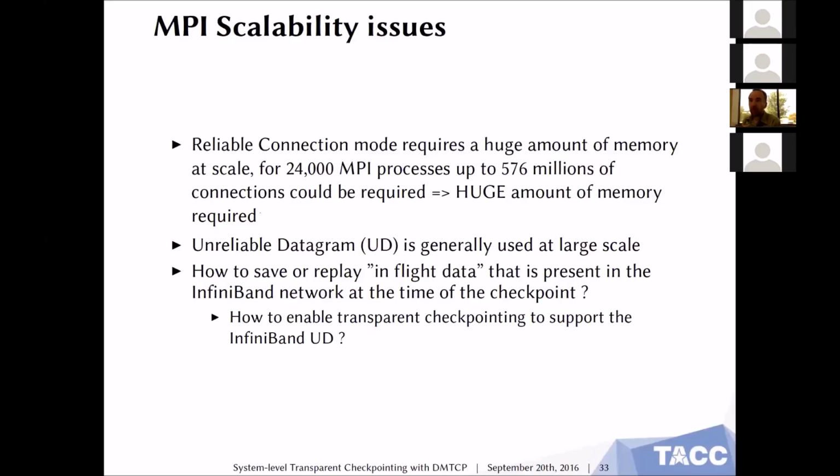But RC is not scalable, because you need to establish a connection with each MPI task, and with all the other MPI tasks that are outside the node. So when you have a 26 on Stampede, if you want to run 24,000 MPI processes, you can have up to 516 million connections that can be required.